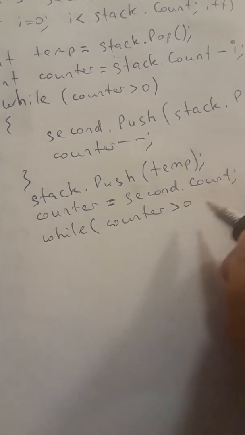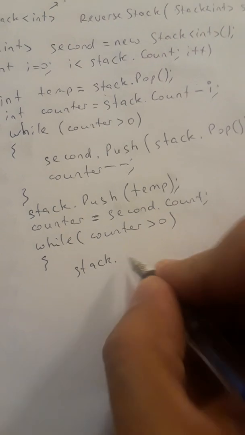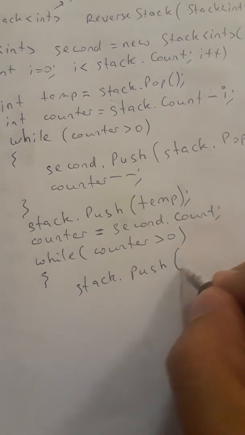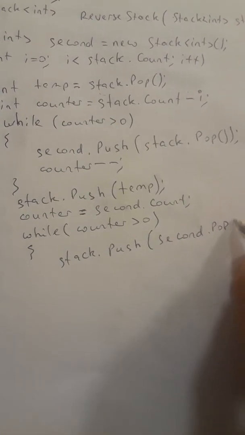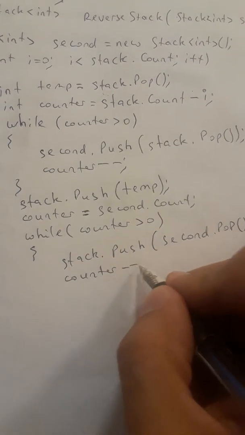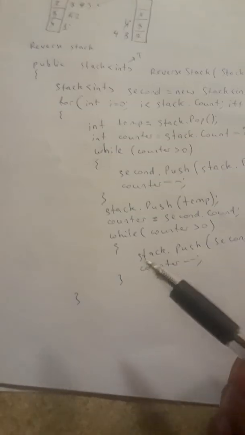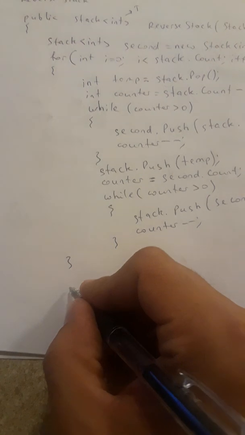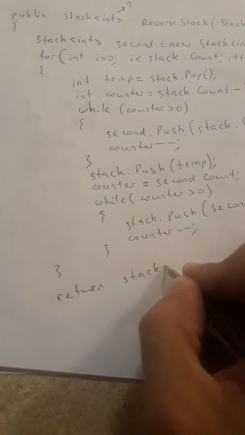Again, we will run this while loop until it reaches the end of the second stack. So we'll push the elements from the second back to our initial stack, and at the same time we'll always decrement the counter. So at the end we will have the reversed result, and we will just return the first initial stack.